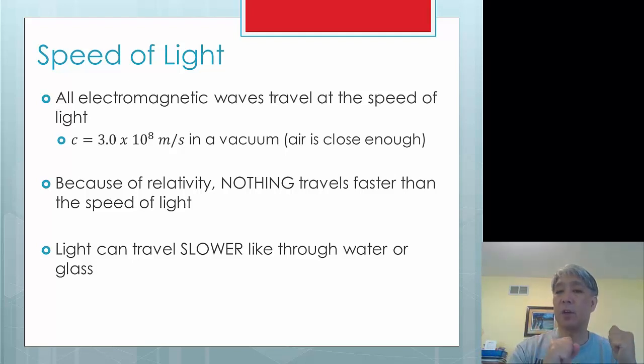Even if you're in a car going at half the speed of light and then you turn on the lights, the light still only travels at the speed of light. And this is all because of relativity, which is all much too complicated to get into in this lecture.